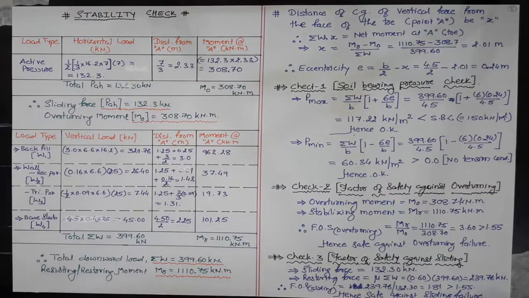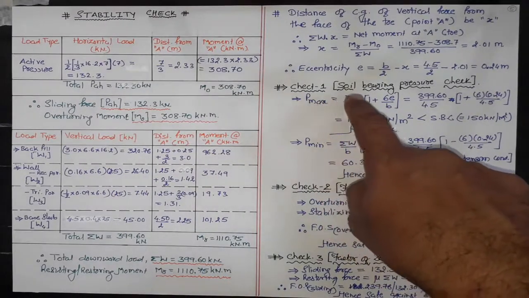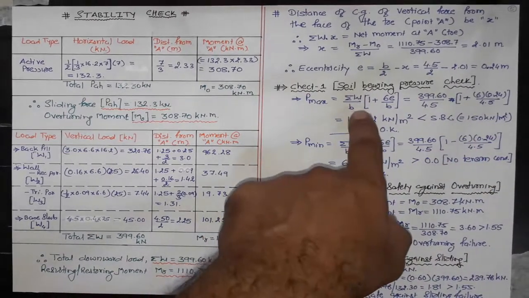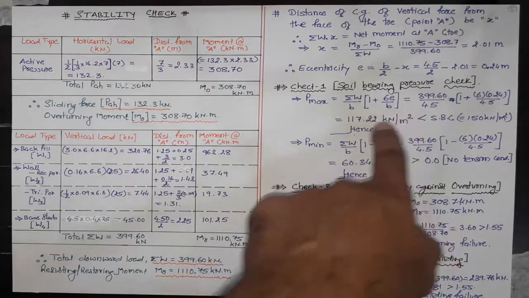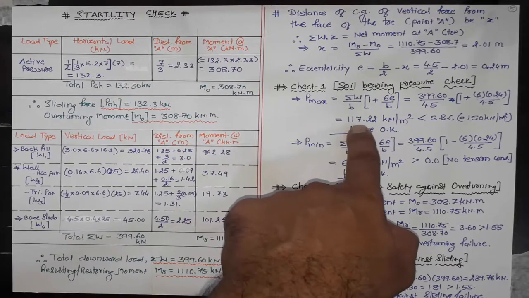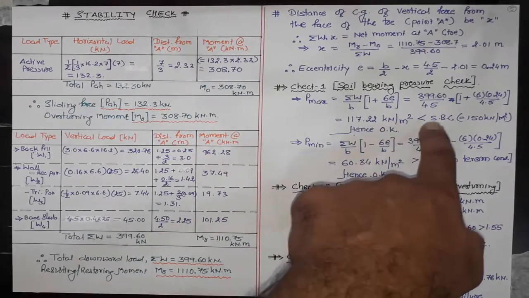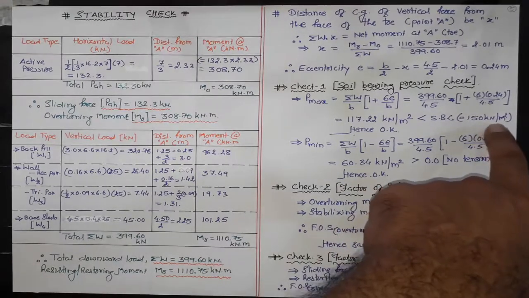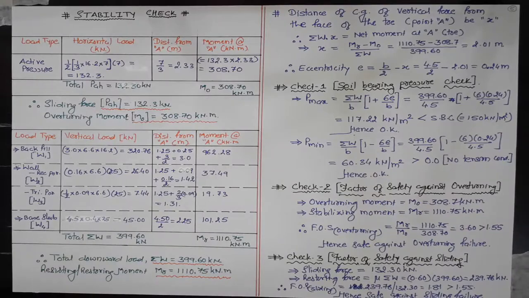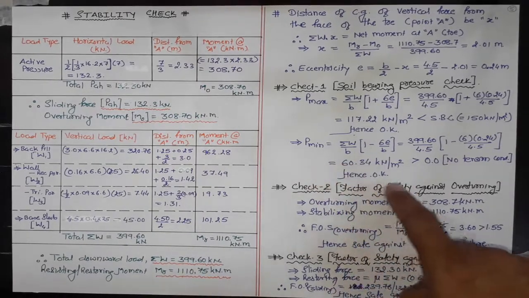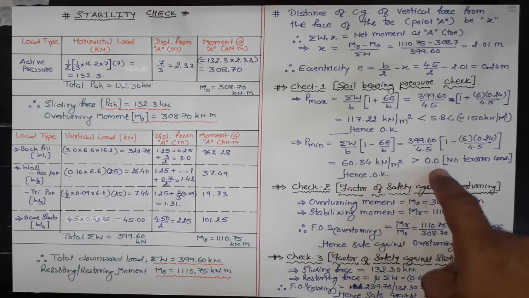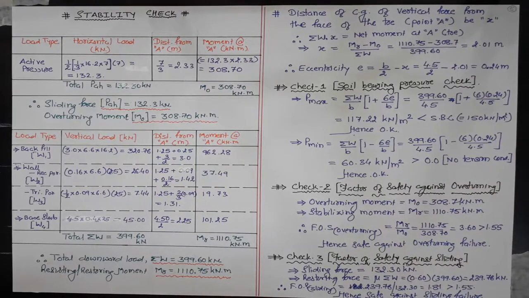After that, we have gone for check number 1, which is soil bearing pressure check. By using the formula sigma W upon B times 1 plus 6E by B, we have calculated P max as 117.22 kN per meter square, which is smaller than our soil bearing capacity of 150 kN per meter square. While P min comes out to be 60.34 kN per meter square, which is greater than 0, hence no tension condition is observed under base slab.